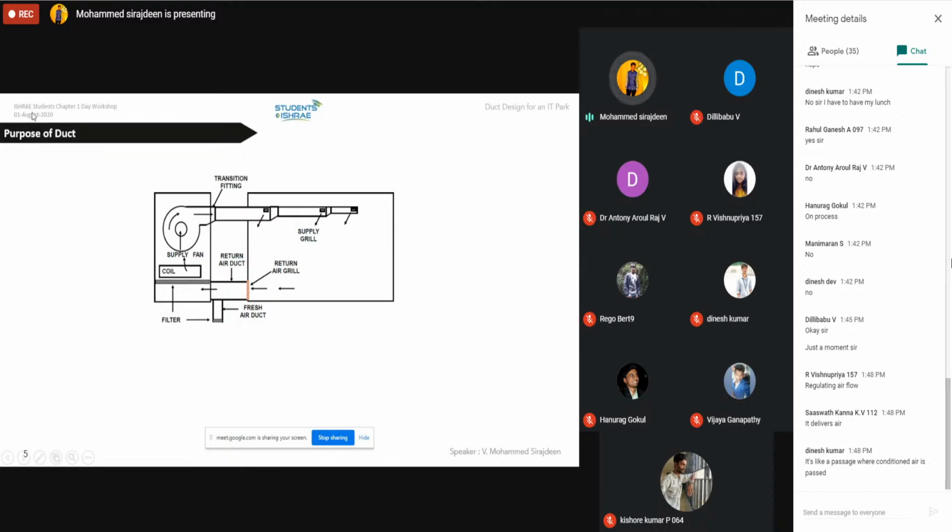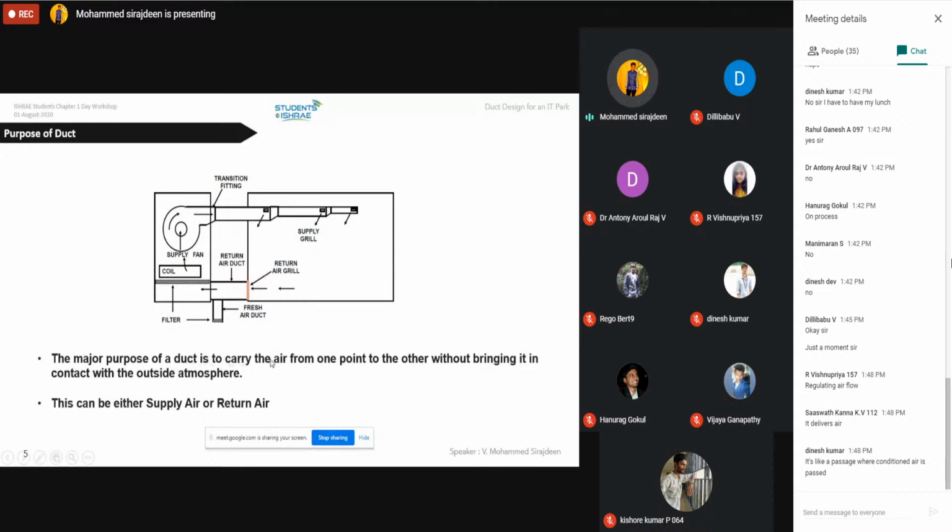The purpose of a duct is to take the air from the AHU, fan, or any equipment to the receiver. The major purpose of a duct is to carry the air from one point to another without bringing it in contact with the outside atmosphere. What will happen if we keep an AHU in an open hall? The whole air will simply mix with the ambient. So we cannot take proper air into a conference room, workspace, or a particular space, and we cannot maintain proper indoor air quality.